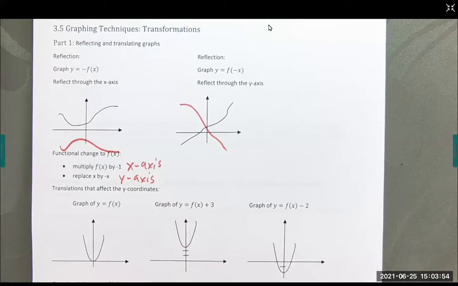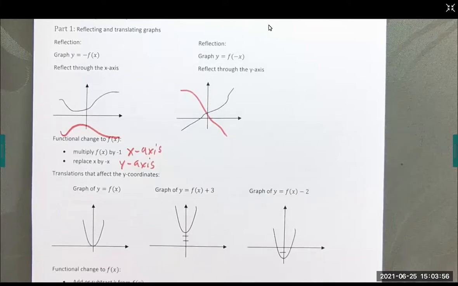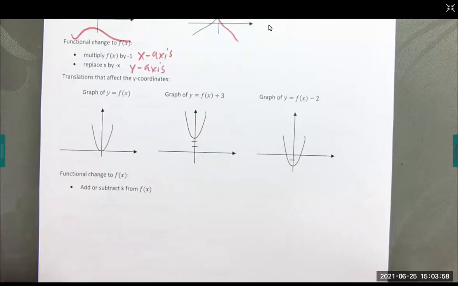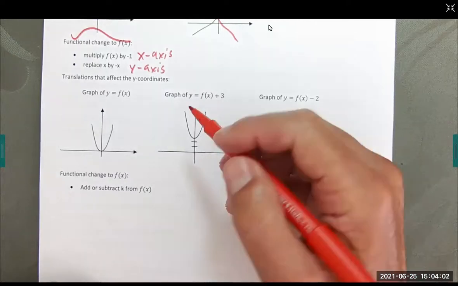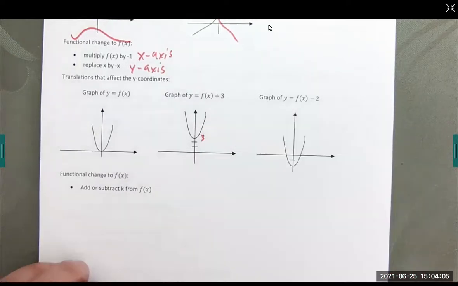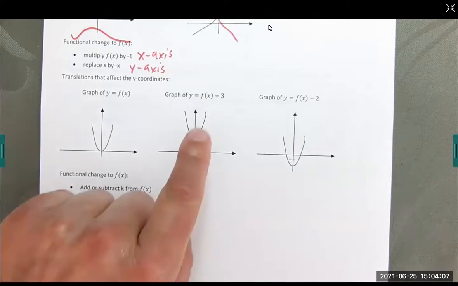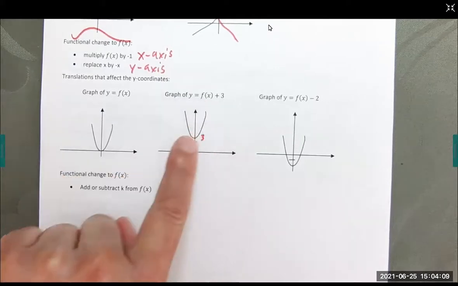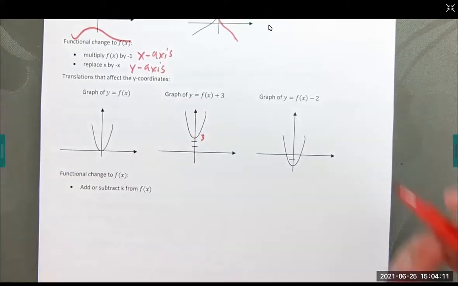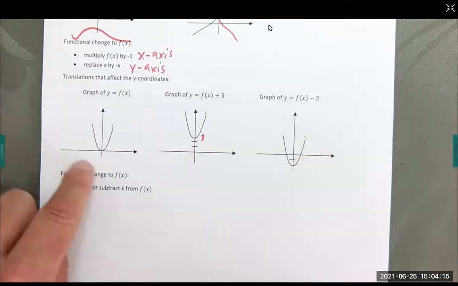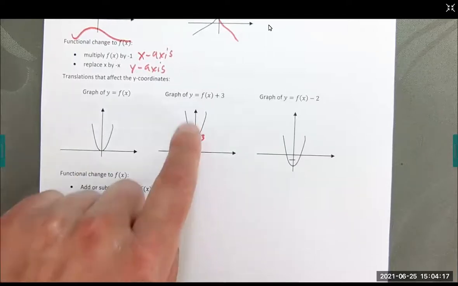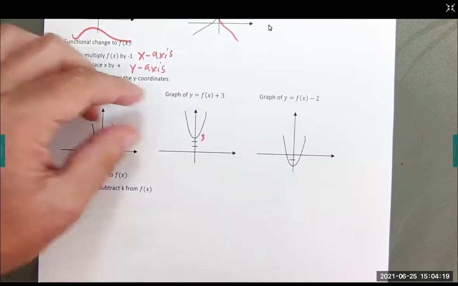Now let's talk about translations. And so we have this function here, y equals f of x. And what we're going to do with this +3, this literally brings this up 3. So each y value is being lifted by 3. In this case, each y value is being subtracted by 2. So all the y values that you had here, add 3 to all of them. And it exactly moves the graph up 3, or in this case, down 2.